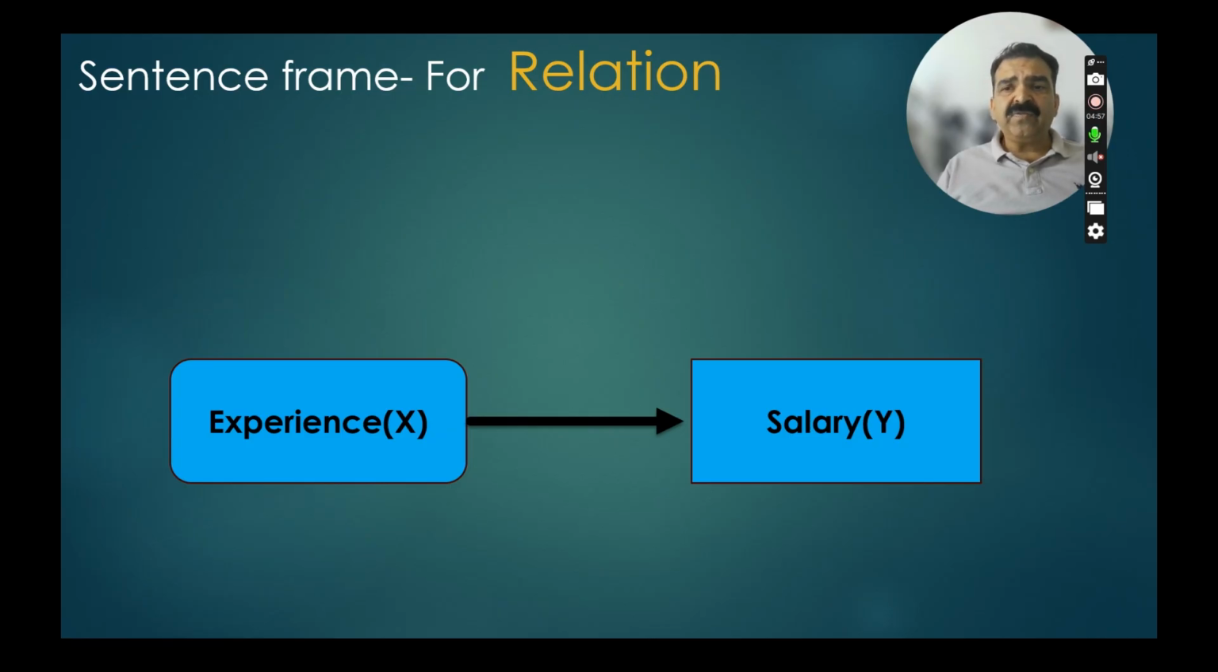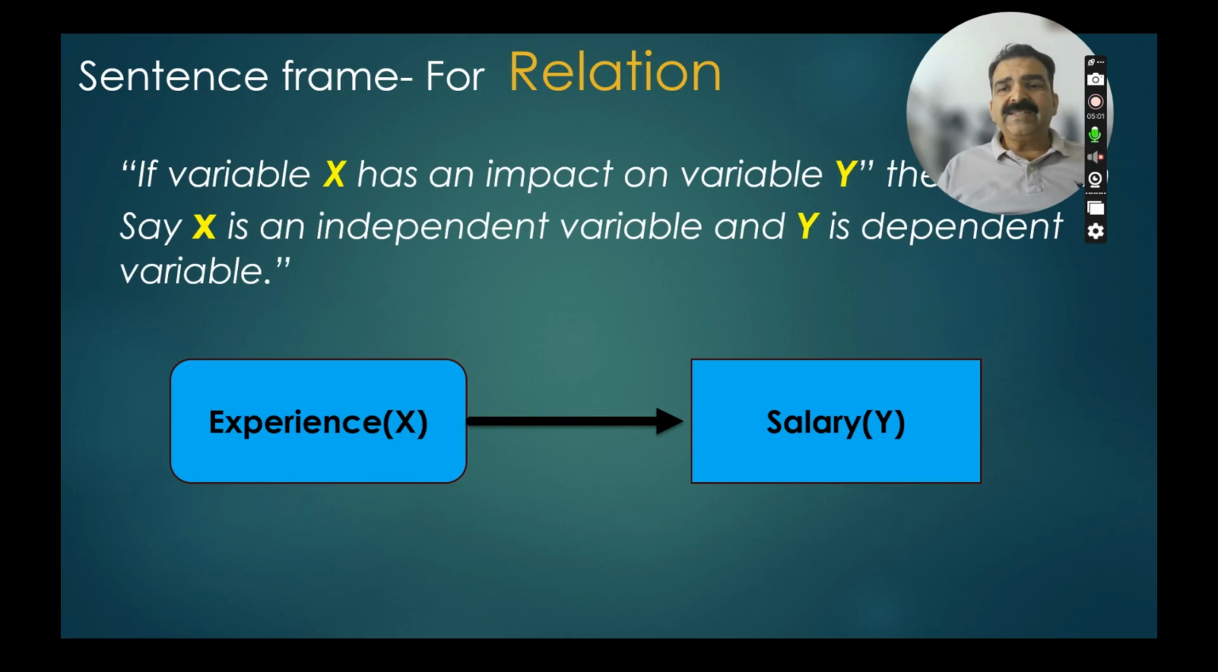So for that I have put a framework in place. What is that framework? We make a sentence out of these two variables. We say that if X has an impact on Y, X will always be the independent variable and Y will be the dependent variable.